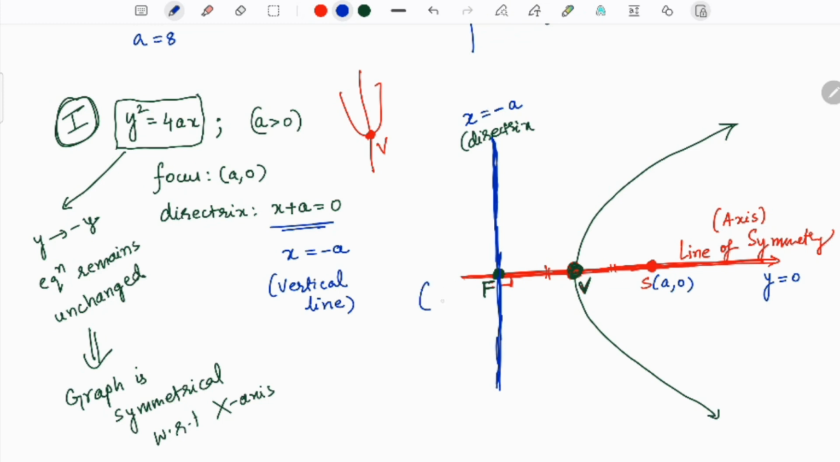Can you tell me foot of directrix? The point of intersection of directrix and axis. Minus a comma 0. What is vertex? Vertex is on parabola, right? Vertex to focus distance, that means this distance, and vertex to foot of directrix distance are same. That means vertex coordinates would be 0, 0 here in this case.